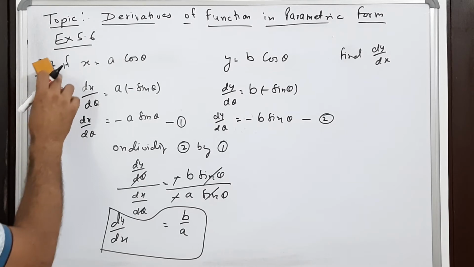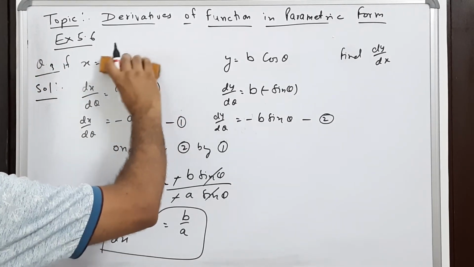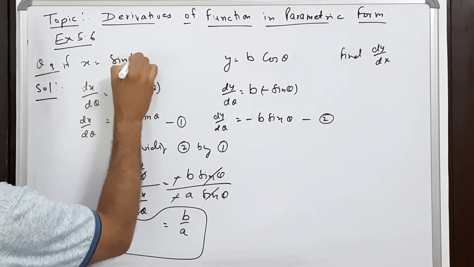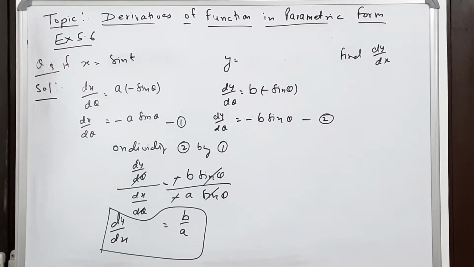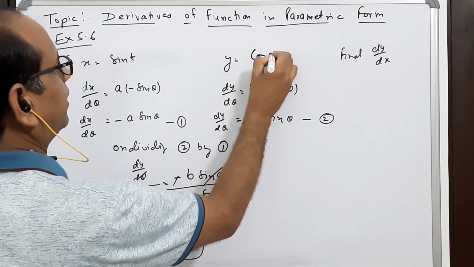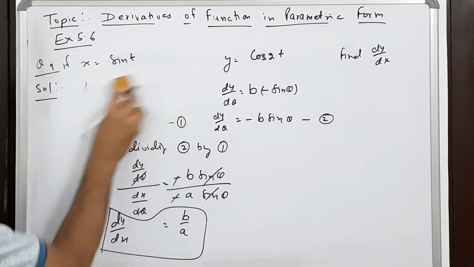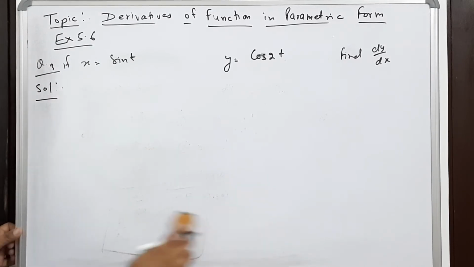I am taking one more problem, that is problem number 3. Here we say that x equals sine t and y equals cos 2t, then how to find dy by dx? Please see this part. I am explaining this second problem now.